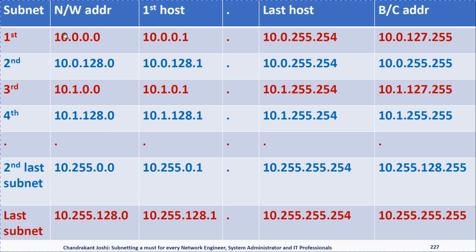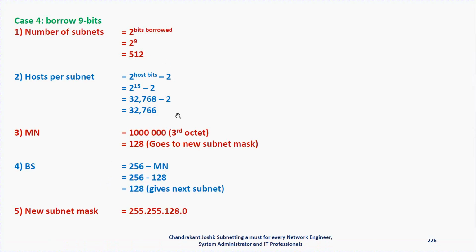When I say 0 series, it means the second octet is 0. When I say 1 series, the second octet is 1. When I say 2 series, the second octet is 2. So like this we will come up to 255. So everywhere we will find 0.0, 128.0. So 2 of the subnets all the way, 2 of this. So totally we will have 512.